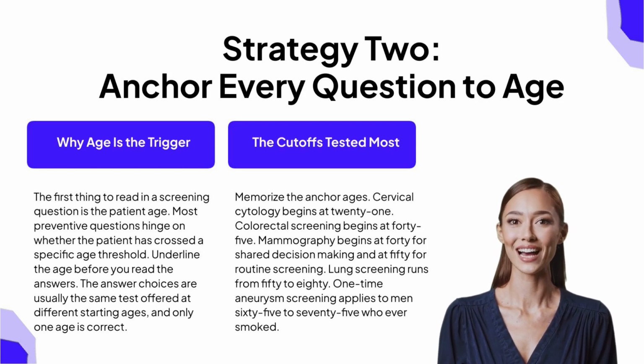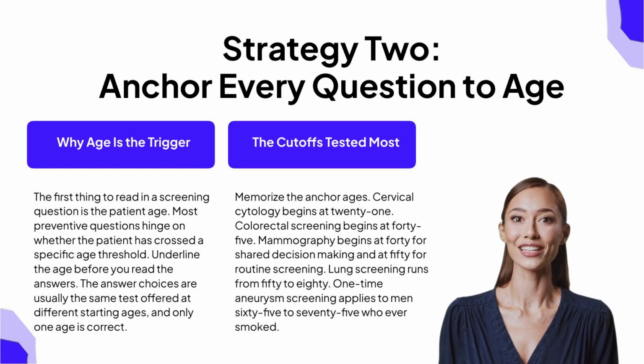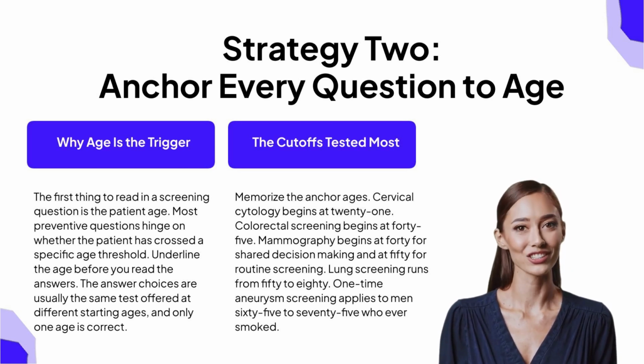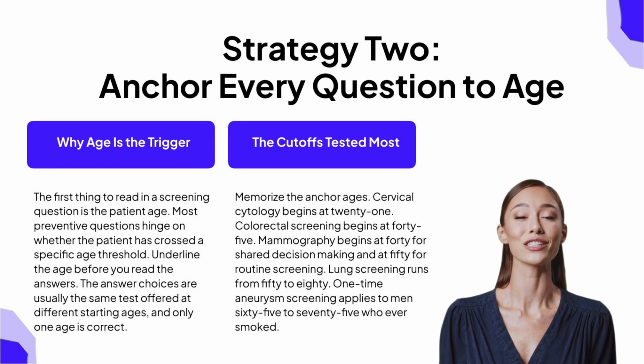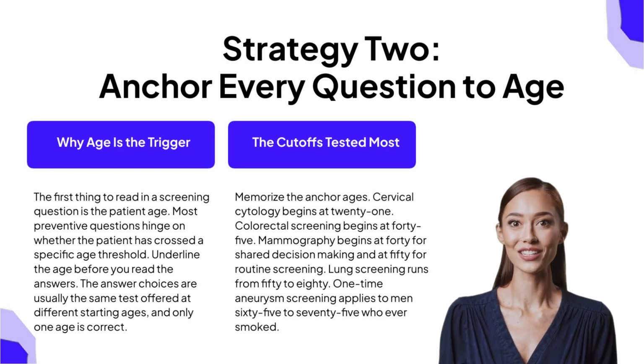Strategy 2 is to anchor every question to the patient age. The very first thing you should read in a screening question is how old the patient is, because most preventive questions hinge on whether the patient has crossed a specific threshold. The answer choices are often the same test offered at different starting ages, and only one age is correct.